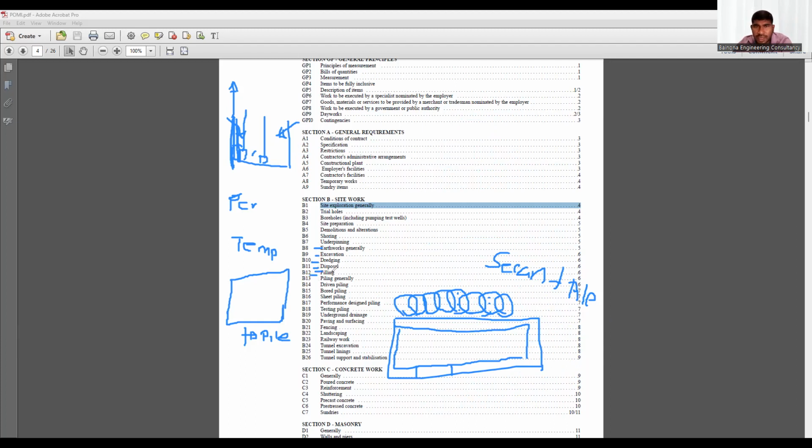So filling is like backfilling, and there is piling here. You see it here, there are so many types of piles. Everything you have to measure, everything you need to understand, because let's see that piling.